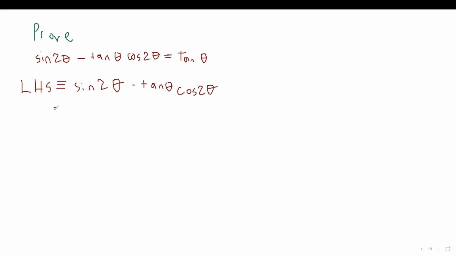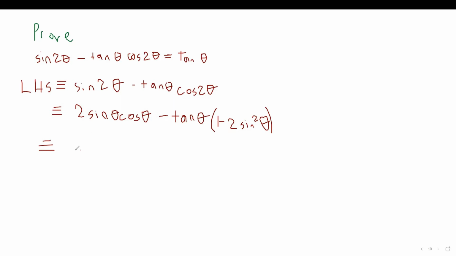Now this right here, sine 2 theta, is really 2 sine theta times the cosine of theta. Minus, I'm just going to keep tan theta. And then cos 2 theta, I know that this can be written as 1 minus 2 sine squared theta. Now, why did I do that? I did that so that I can factor out something in common.